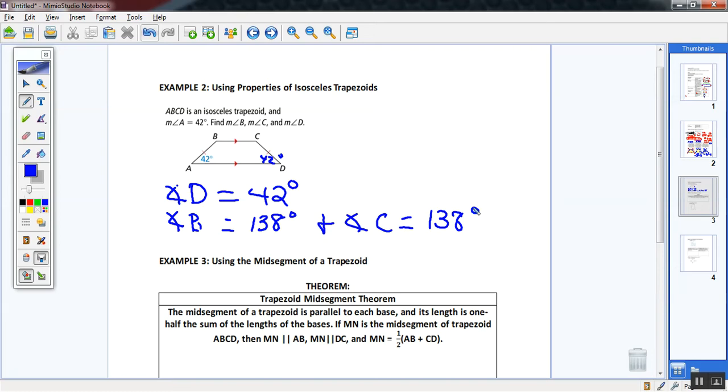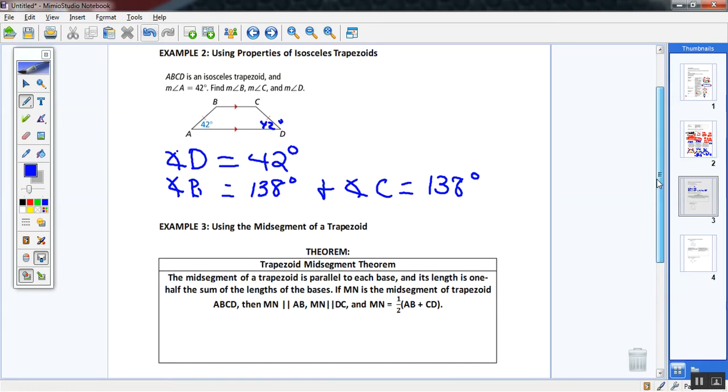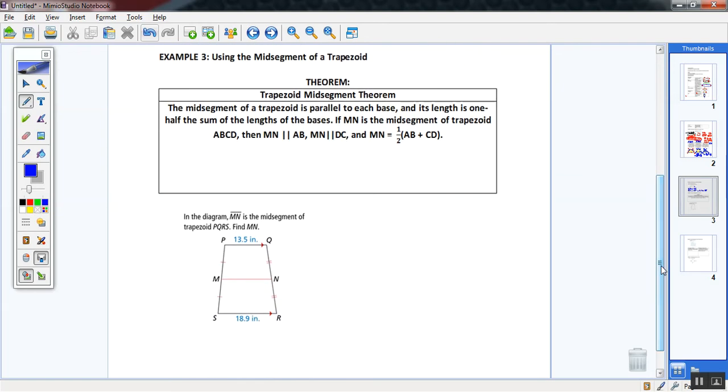Good? Yes. Okay. Then example 3 talks about using the mid-segment of the trapezoid. I'm not going to make this difficult on you. It says the mid-segment theorem. I'm going to call this a TMT.